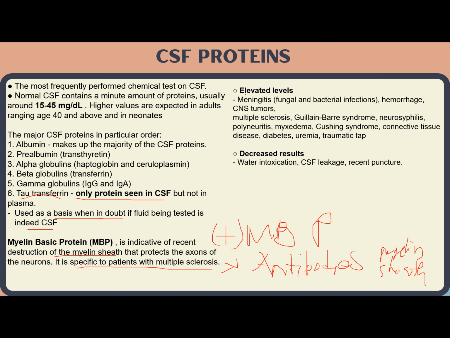Now, CSF proteins, class, are elevated in meningitis, specifically fungal and bacterial. Hemorrhage, CNS tumor, multiple sclerosis, Guillain-Barré syndrome, neurosyphilis, polyneuritis, myasthenia, Cushing syndrome, connective tissue disease, diabetes, uremia, and traumatic tap. Decreased in water intoxication, CSF leakage, and recent puncture.